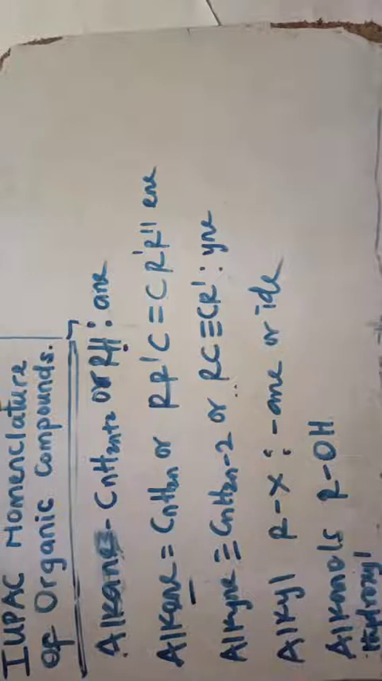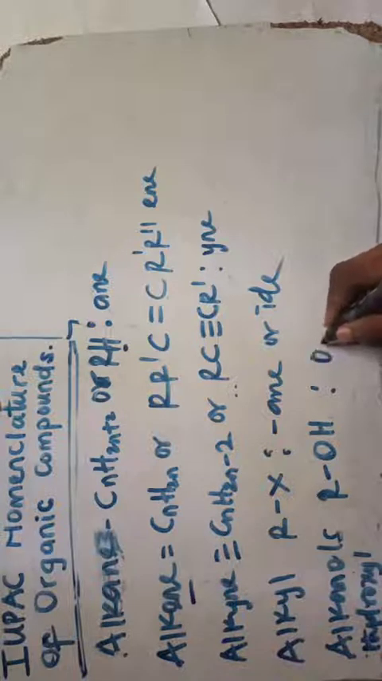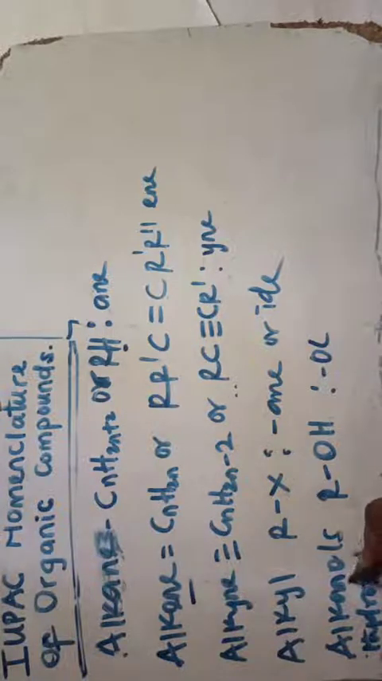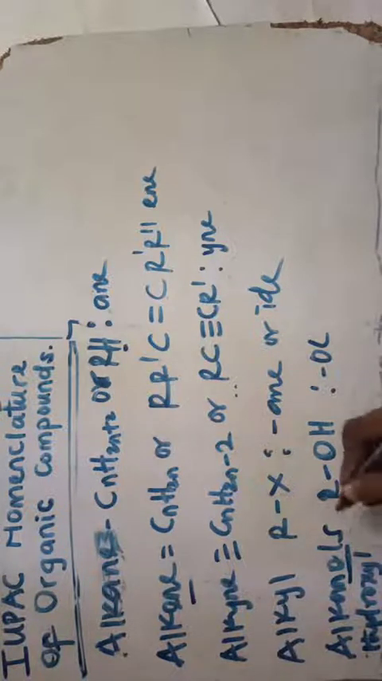That is ROH. Now this ROH has a name ending as what? OL. You see alkanol, alkanols, this is just the plural. Alkanol. Now the diagram is this. That is just the molecular diagram of it.